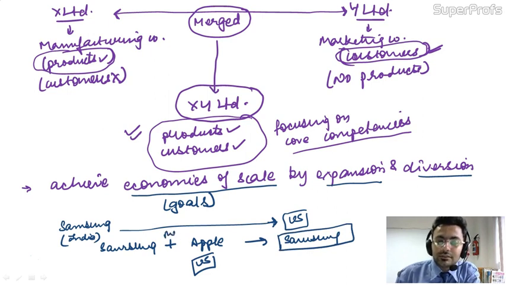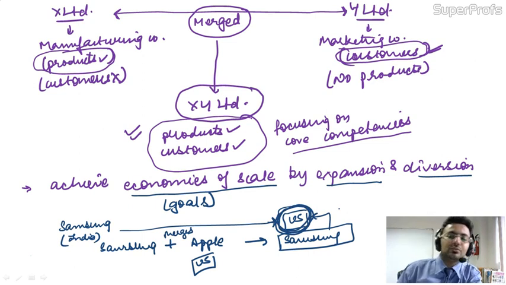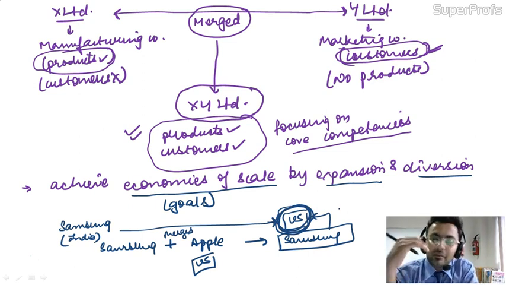Okay, this is a merger. Now Samsung is there in the US. This is just an example, my dear students. Even Apple has that much worth that it can buy Samsung anytime. Apple has that much cash, even more than the budget of its country.